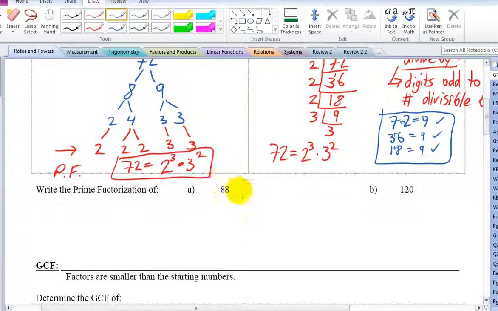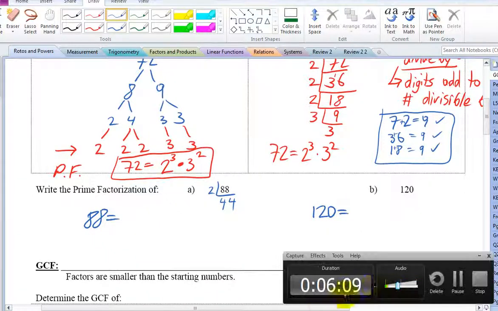Write the prime factorization. So divide it. You get 44. Go ahead, finish it off. You're going to finish with 88 equals, and then a multiplication statement. And then you can do 120 as well. I'll give you a minute.